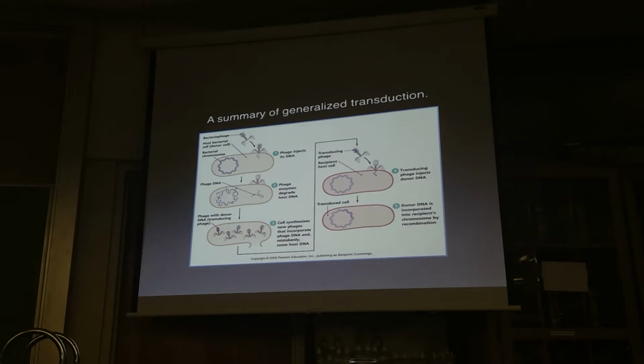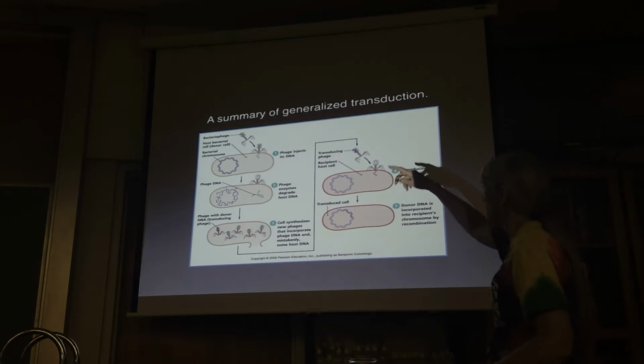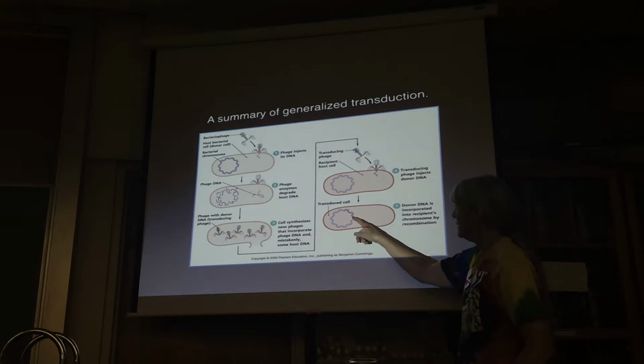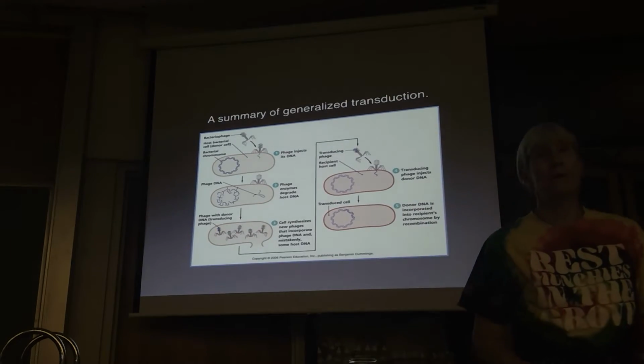This is showing a kind of summary of generalized transduction, which is kind of hard to follow just because it's hard to see one type of DNA from another. But the DNA from the original host is slightly darker. It's packaged up with the virus, and so when it gets in over here, here it is, now in this lighter chromosome. So this cell is now recombinant.